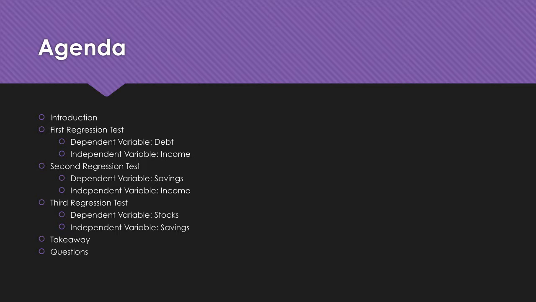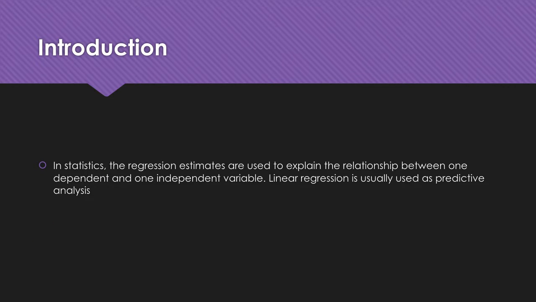So in order to start my presentation, we'll start with the introduction. In statistics, we use linear regression mainly as a predictive analysis tool. The regression estimates are used to explain the relationship between one dependent and one independent variable, as we have seen in the table of contents. So the three tests that we'll do will explain more about the debt versus income, the savings versus income, and the stocks versus savings analysis for linear regression.